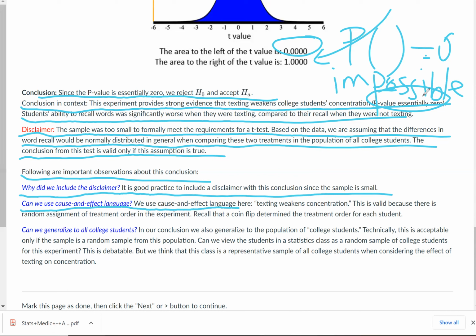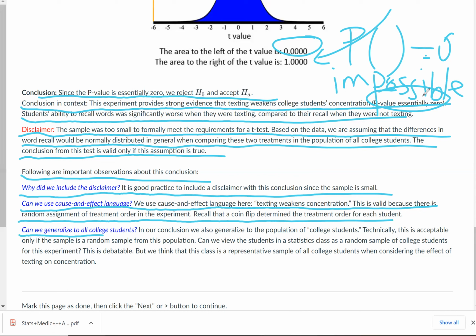Also, can we use cause and effect language? We use cause and effect language here. Texting weakens concentration. It's valid because there's a random assignment of treatment order in the experiment. Recall that a coin flip determined the treatment order for each student. And I can't think of any confounding variables here. So I think it's okay to say that there is a cause and effect thing here. I don't think anything else could be causing the difference. They made sure that there was nothing else going on with these students. Nothing else should be messing them up besides the texting.